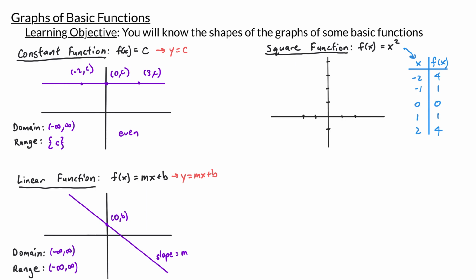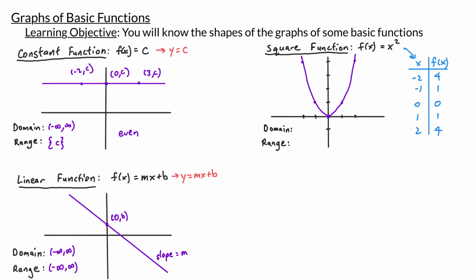Plotting our points, (-2, 4), (-1, 1), (0, 0), (1, 1), and (2, 4). Connecting these points gives us the following graph. The shape of this graph is what we call a parabola.